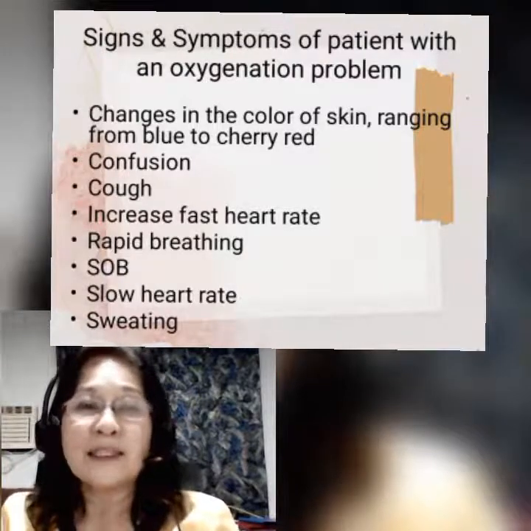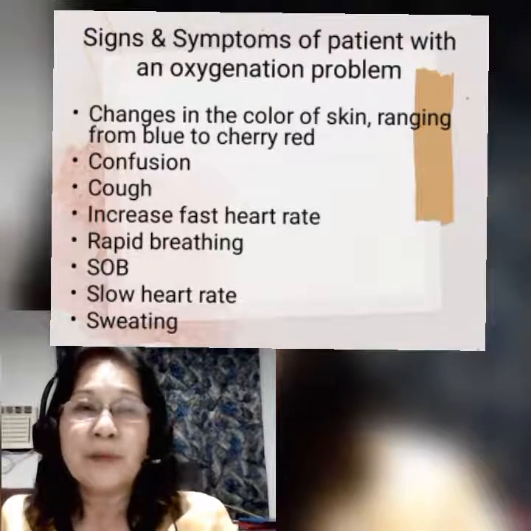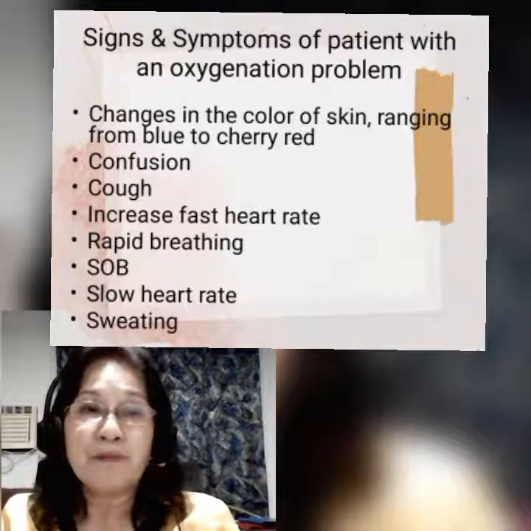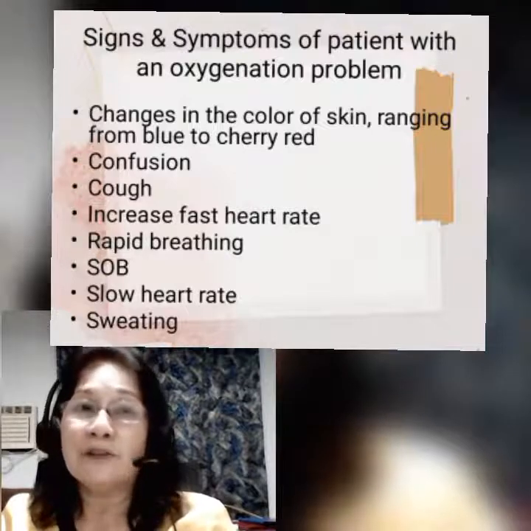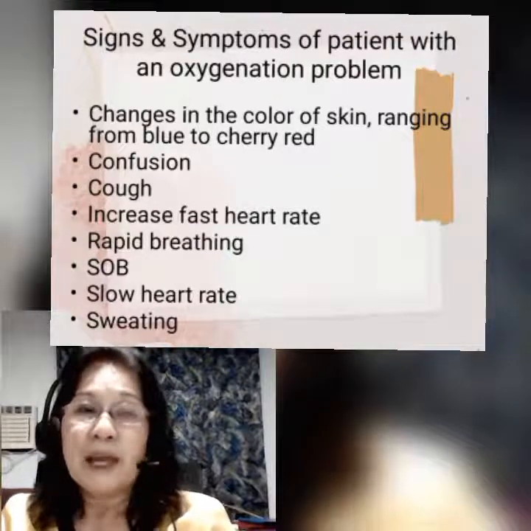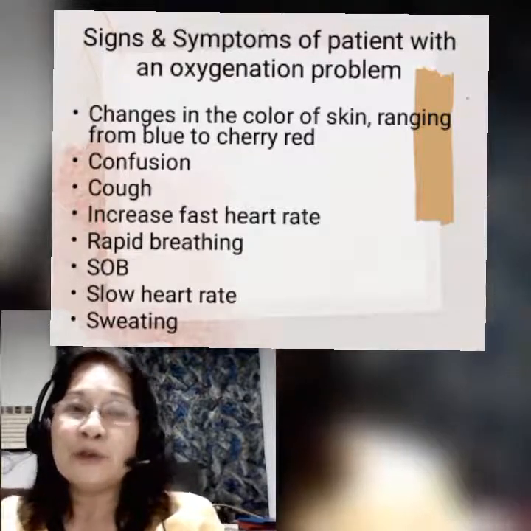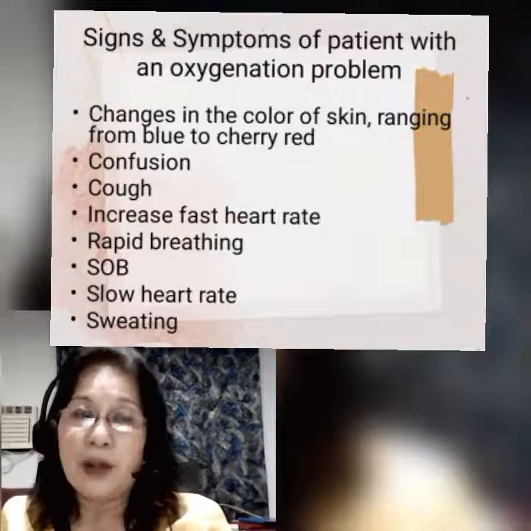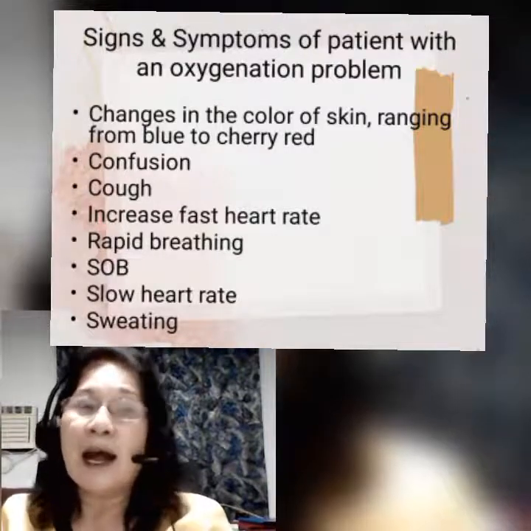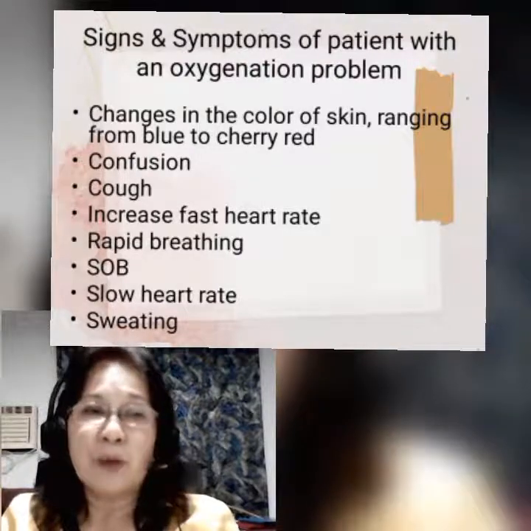You have to assess that one properly. So starting from the lips, if you can see bluish discoloration, and also the skin or the fingernails of the patient. So that is one sign of your oxygenation problem. Another one is confusion. All right. Now in ICU, we used to monitor the patient's neurovital signs every hour. So you can really recognize if the patient is having this kind of problem.